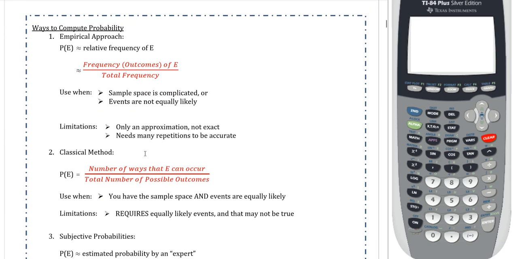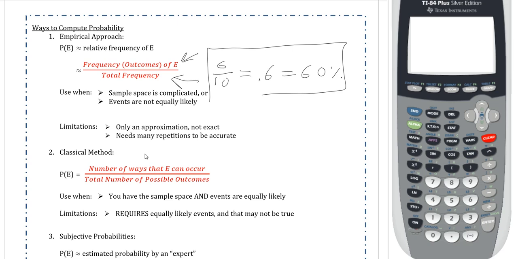Now, a couple formulas for how to do these, and thankfully they're all going to be very similar to one another. If you're doing something empirically, as I already talked about, this is the relative frequency of E, which means how often something happened, or the frequency of it, over the total frequency. So like I said with flipping a coin, if I flipped a coin 10 times and I got 6 heads, well then I would say the probability is 6 out of 10, which I can either represent as a fraction, as a decimal, or as a percentage.